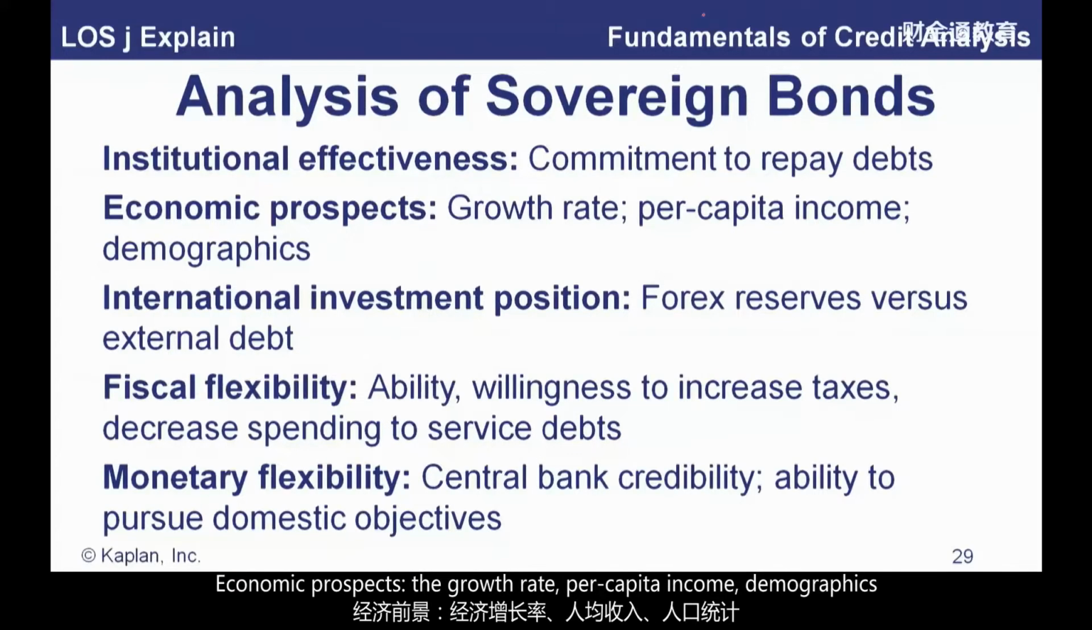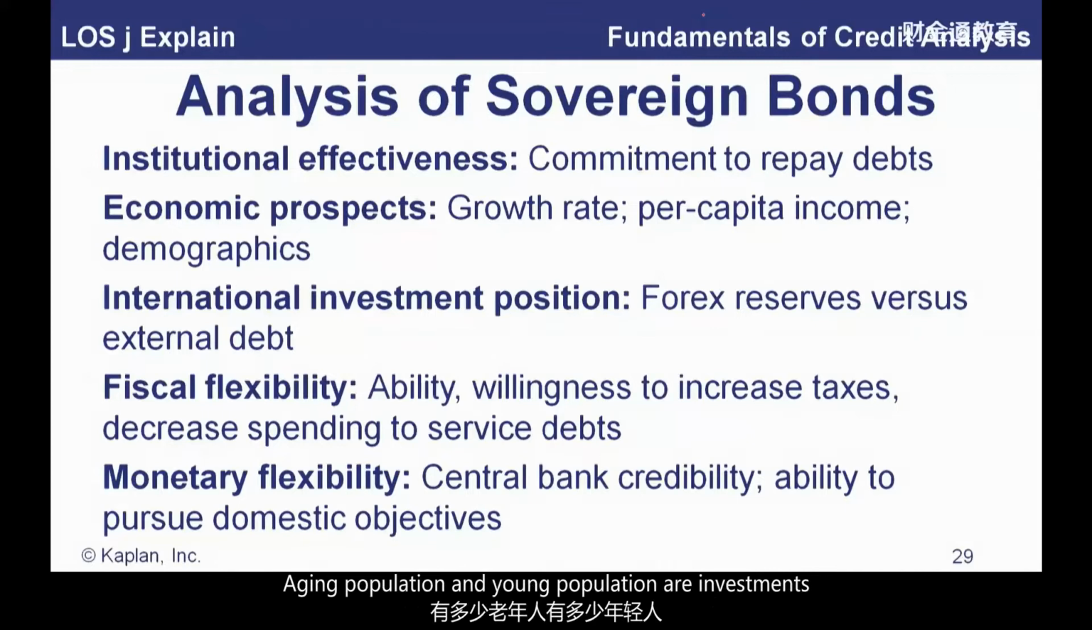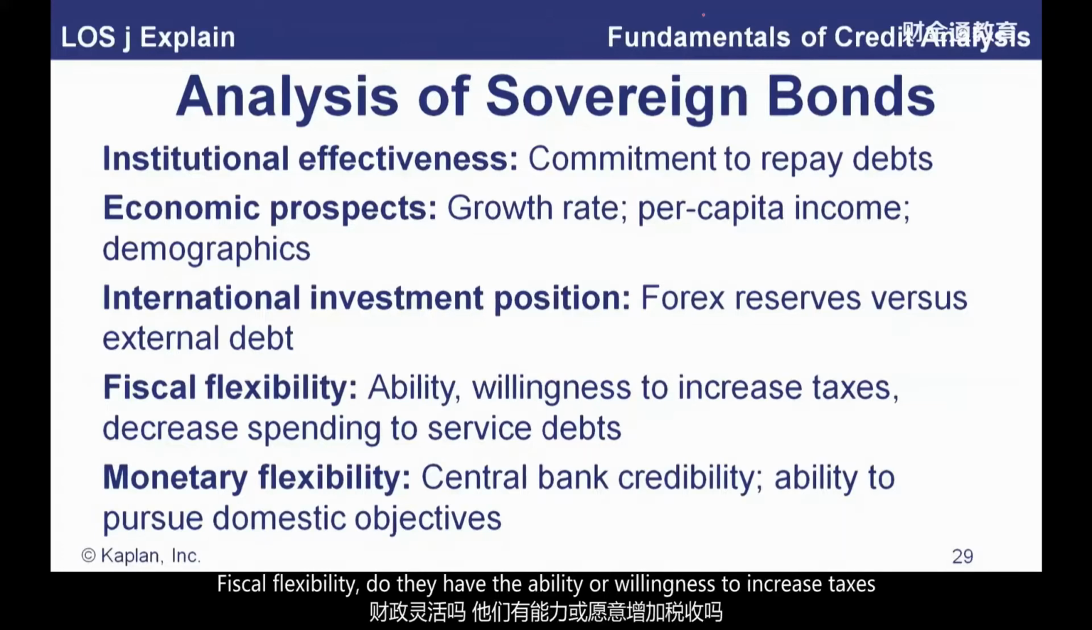Economic prospects, the growth rate, per capita income, demographics. Is it an aging population? Is it a young population? Is investment in physical assets increasing per capita output and per capita incomes? Our third one here, international investment position. What kind of foreign exchange reserves do they have versus their external debt?